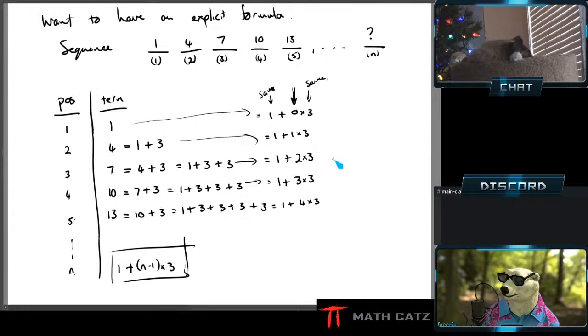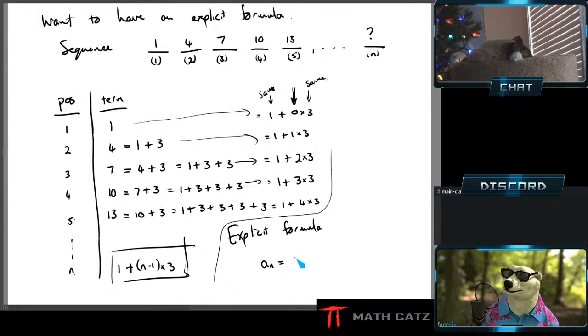And you see here, so here I can now have an explicit formula. 1 plus n minus 1 times 3. And that applies for everything from the very beginning. From the first position on, I have a way to calculate the term in the position I'm interested in that just depends on that position value.